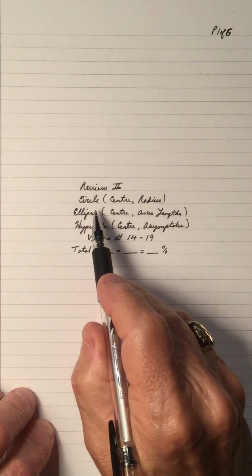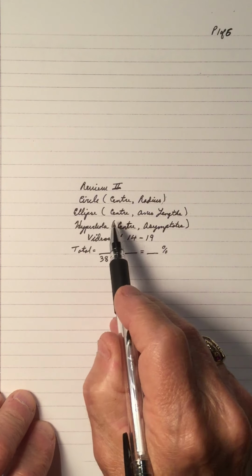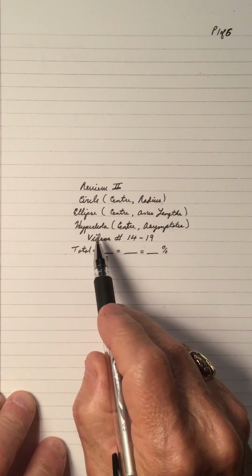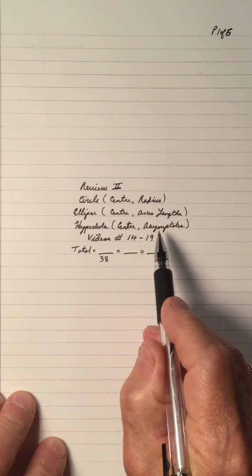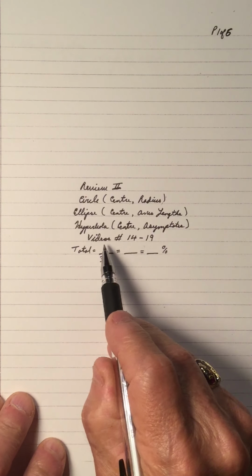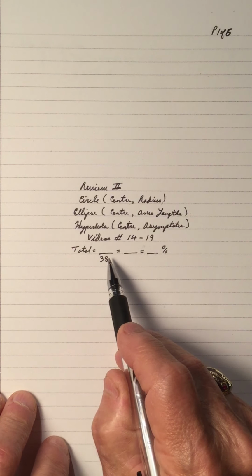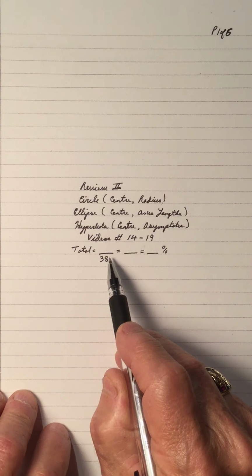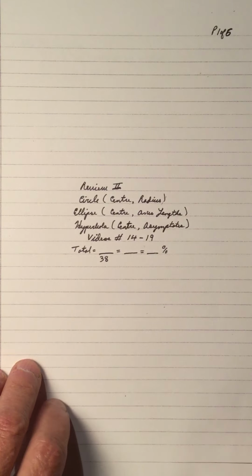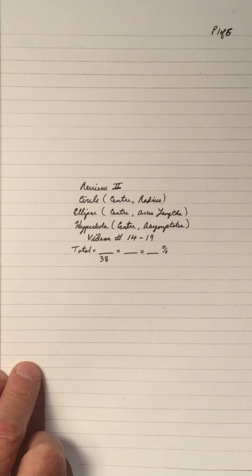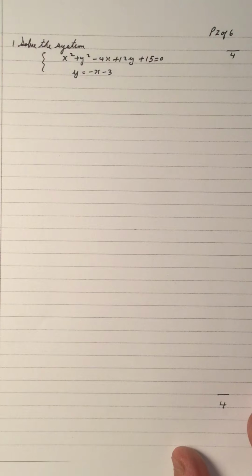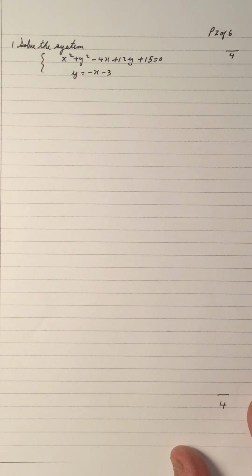That's on the unit on a circle with center radius, ellipse with center axis length, and hyperbola with center and asymptotes. And this review is on videos 14 to 19. And as in all reviews, it is marked as a quiz, you can mark it out of 38. So score each of your questions and get your total at the end when you're finished.